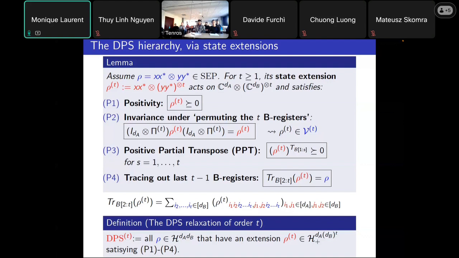So maybe one thing I want to say before we move to this. The DPS hierarchy here is defined as a state extension, and you only extend the state Y. But you could also extend the state X. You could do a state extension on both sides. Then you would get a DPS-type hierarchy, even tighter but involving larger matrices, and the completeness would follow directly from the Putinar result.